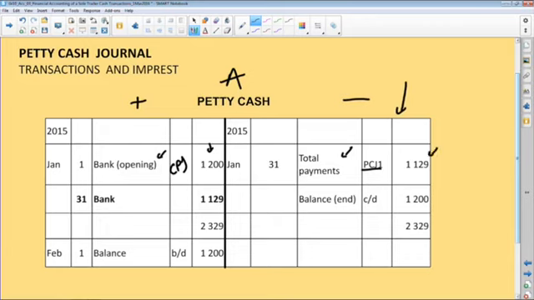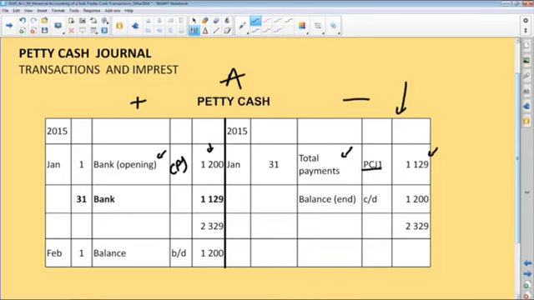I've spent 1,129. Now guys, remember, I started off with 1,200. I can't spend more than the 1,200 unless I go to the bank during the month to get more money. But now in this case, we spent less than 1,200. So the money spent was 1,129.